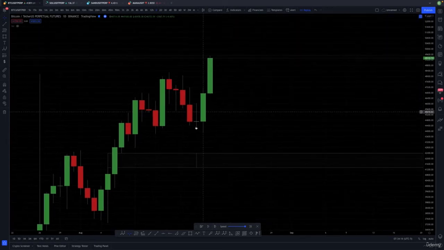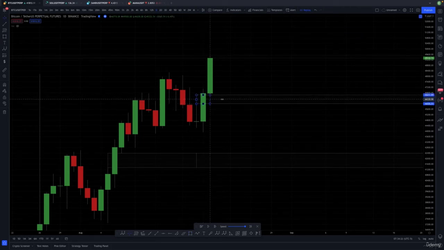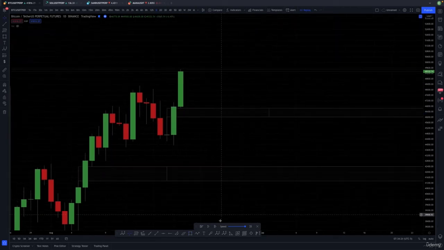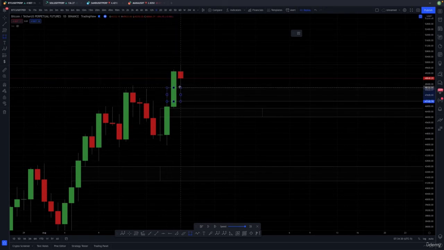So here, as you can see, the price went up and never came back. So between this wick and this wick, there is an area that is an imbalance area. And here also we see an imbalance area between this wick and this wick. This area is an imbalance area, right?